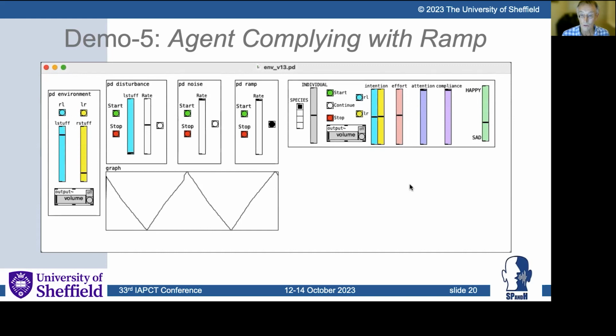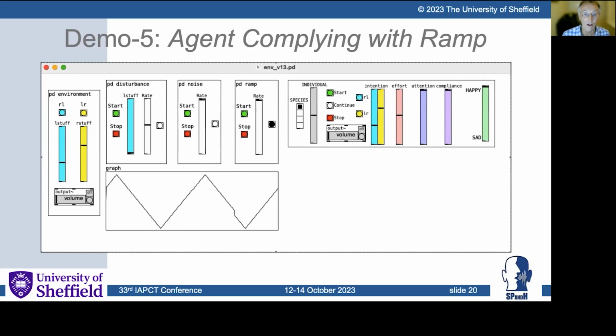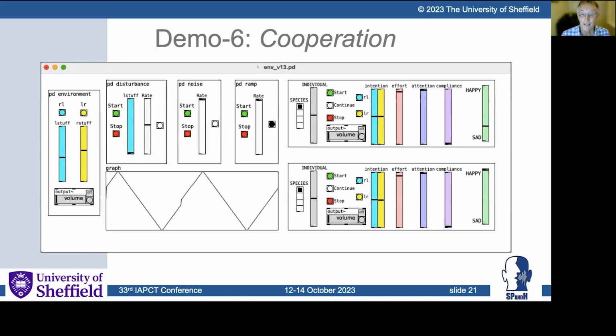So what you're about to see there is there was some adaptation in the second controller. And so the ramp is now very visible in the environment, and the agent loves it because the agent is now essentially tracking the disturbance. The agent is being driven by the disturbance because it is complying. It's completely 100% compliant.